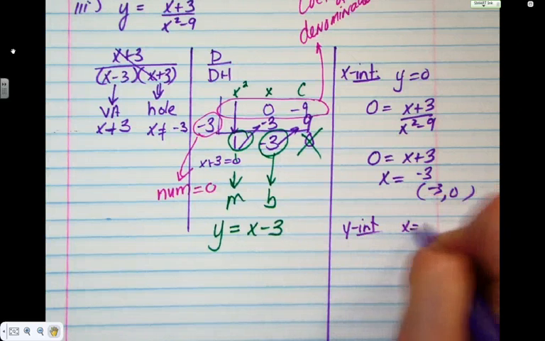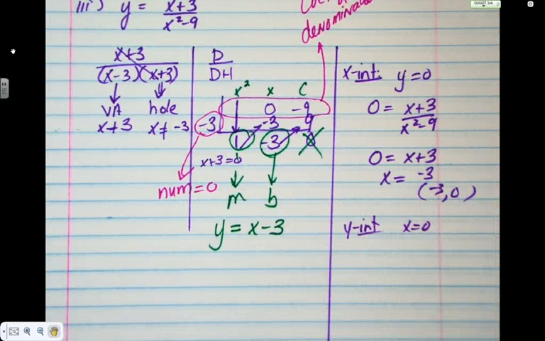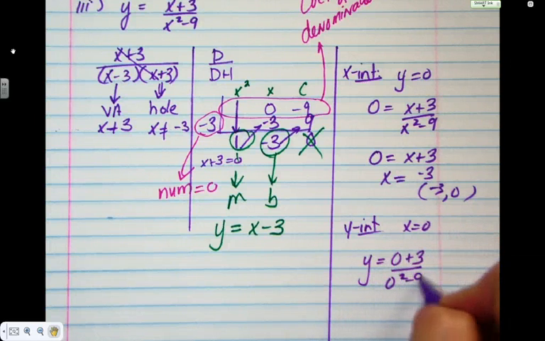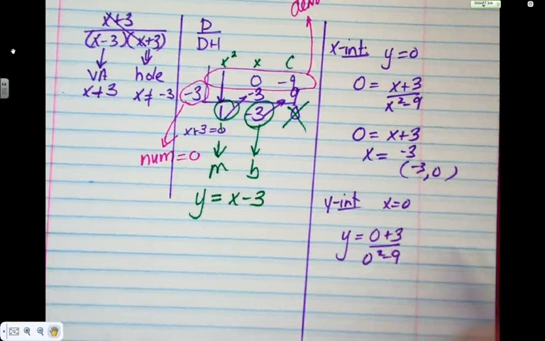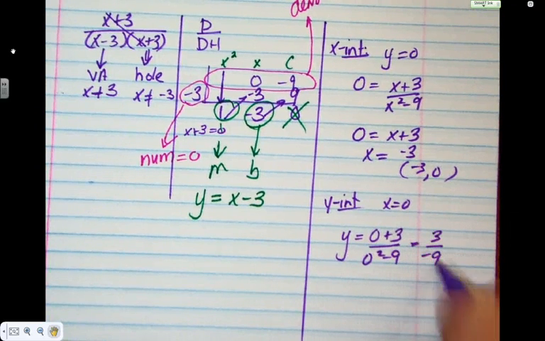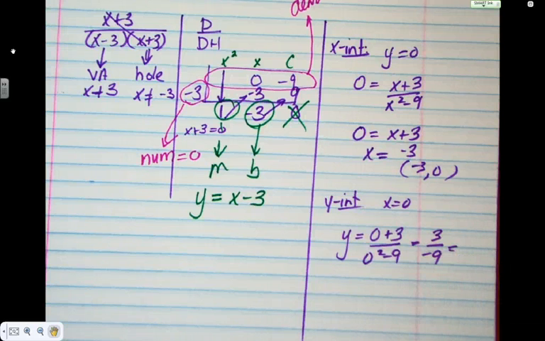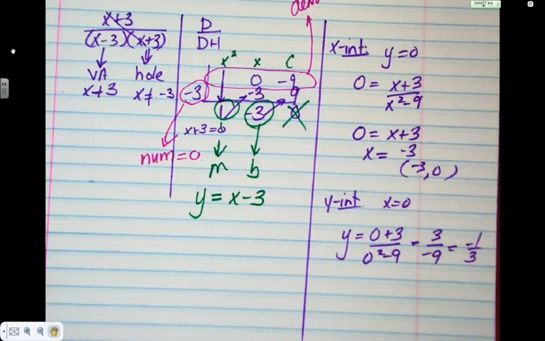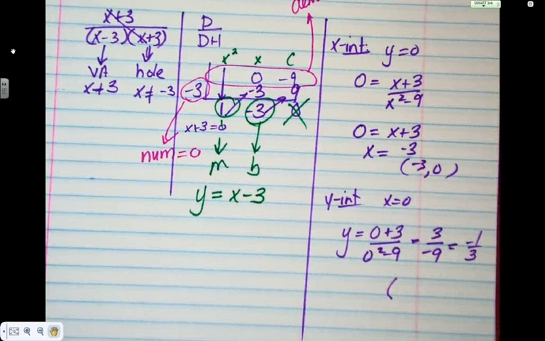Y-intercept, x equal to 0. So if you can do this in your head, you don't need to show it. If you want to write it out, great too. Top's going to be 3, bottom's going to be -9. Total of? Coordinate? I think you can do the last one. Give you a couple minutes and we'll discuss.